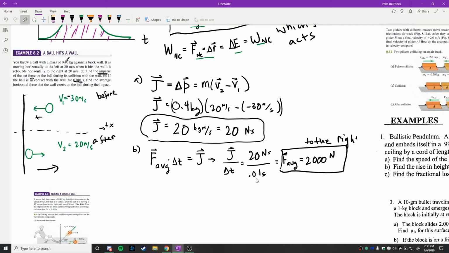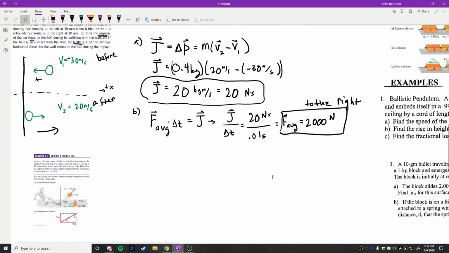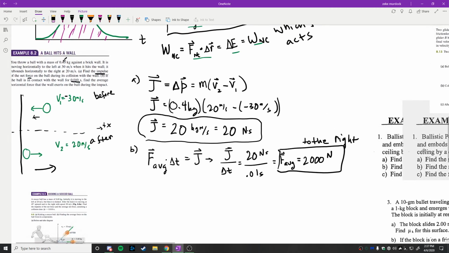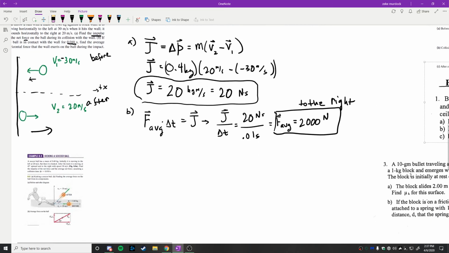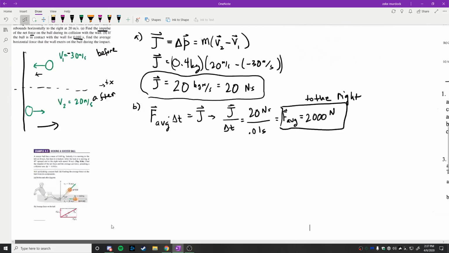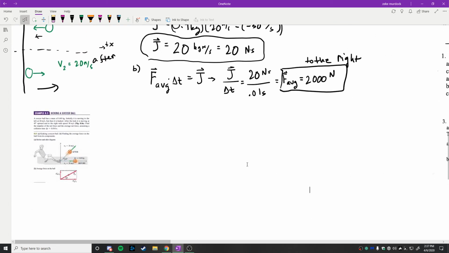So the force acts to the right, and it has the effect of changing the momentum of the ball, right? The ball was going to the left, now it's going to the right. That happened because a force acted on it over some time and changed its momentum, right? That's what forces do. They change the momentum of objects. Okay. You guys have any questions about that? Anyone have any questions?